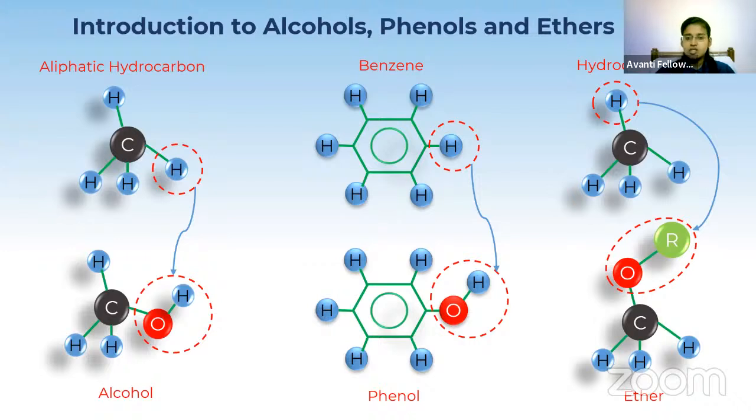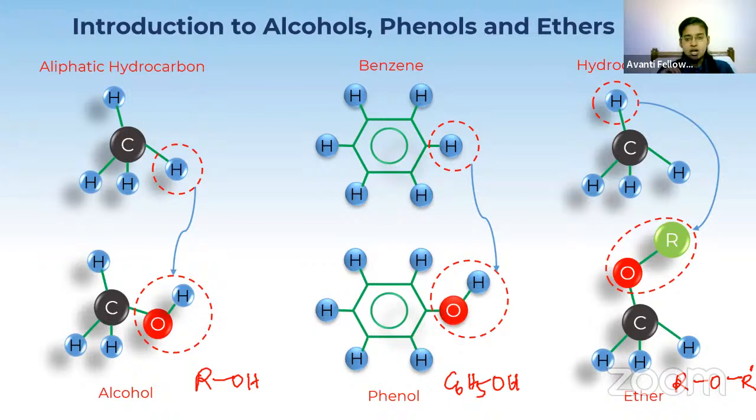Got it? So what is an alcohol basically? ROH is called alcohol. Phenol means C6H5OH and ether means ROR. Both alkyl groups can be the same or both can be different. One is taken as R and the other one is taken as R dash, so it is up to us. Got it? So in this lesson, we are going to learn about these 3 compounds only.